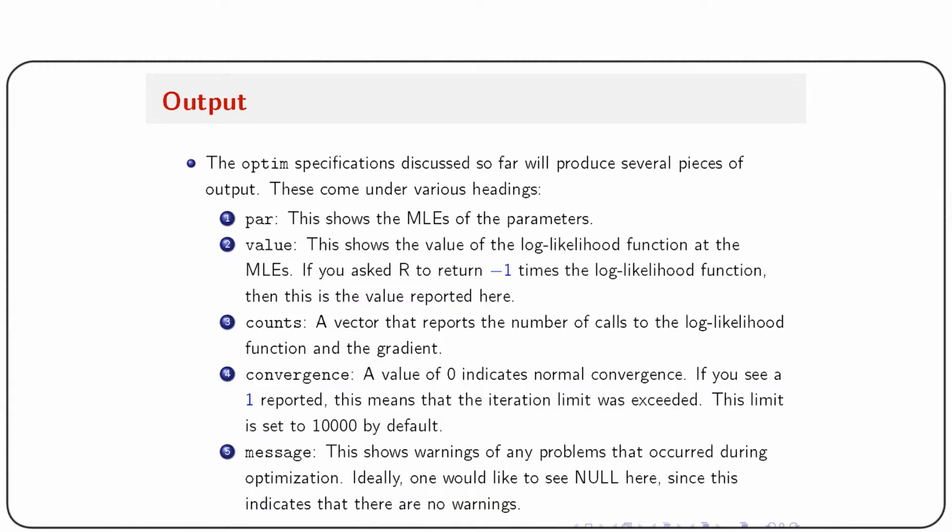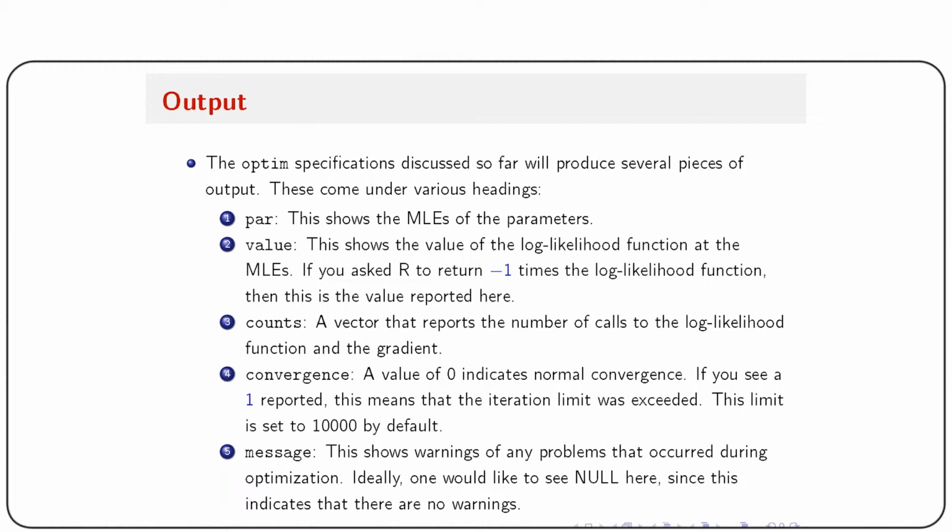The optim specification discussed so far will produce several pieces of output. These come under various headings. First, par, this shows the MLE of the parameters. Value, this shows the value of the log likelihood at the MLE. If you ask R to return minus 1 times the log likelihood function, then it is the value reported here. And counts is a vector that reports the number of calls to the log likelihood function and the gradient.